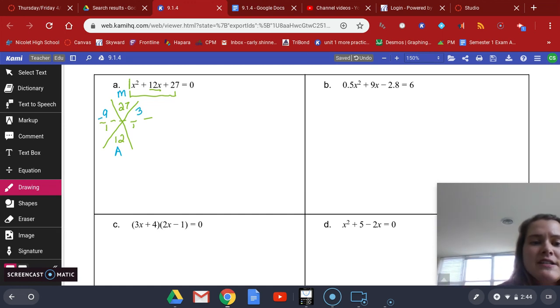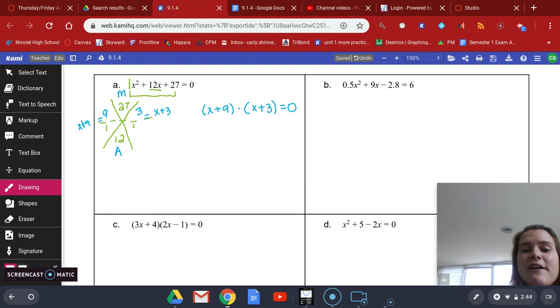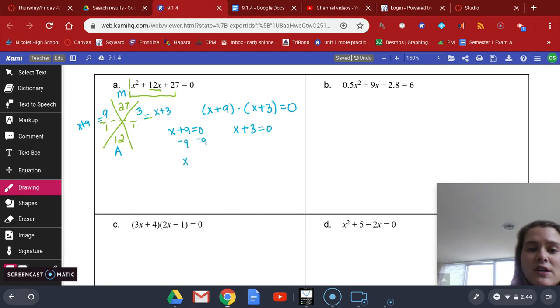So 9 divided by 1 is just going to be x plus 9, and 3 divided by 1 is just going to be x plus 3. In factored form, it's x plus 9 times x plus 3 equals 0. Now that I've got it factored, I'm going to use the zero product property, which tells me that if I want the product to be 0, one of these factors has to equal 0. And I get x equals -9, and x equals -3.